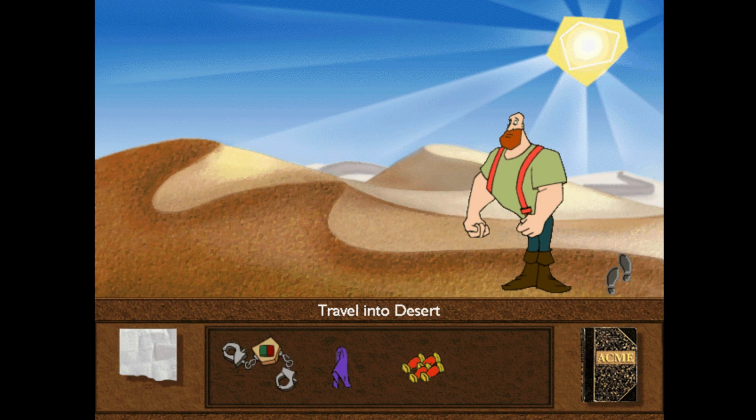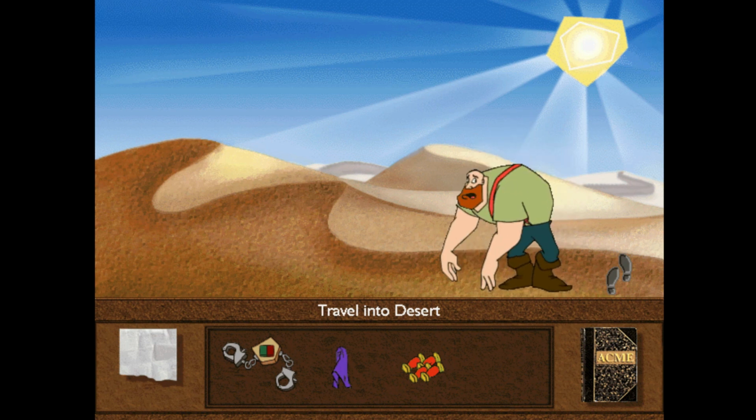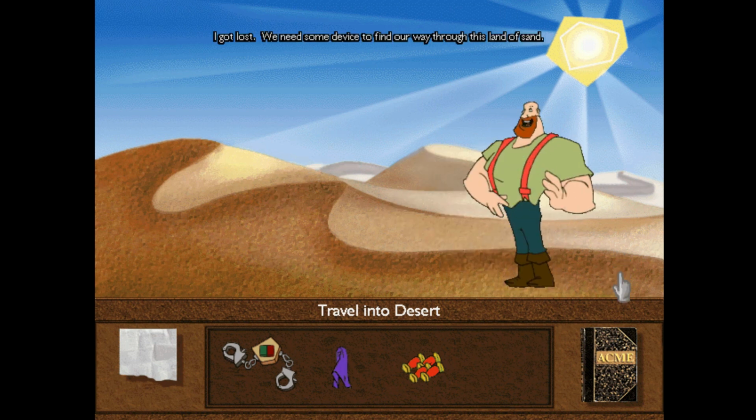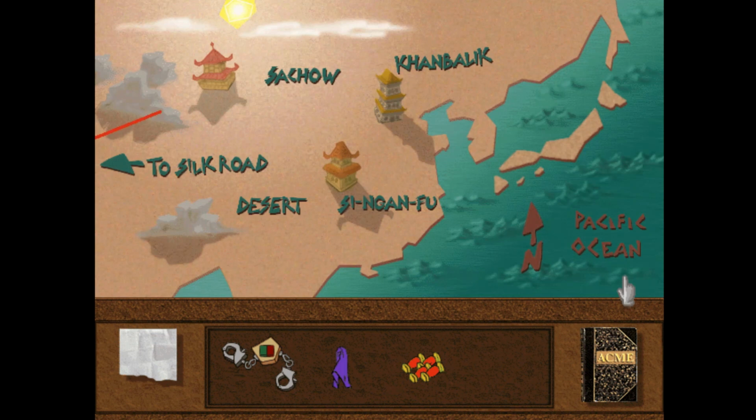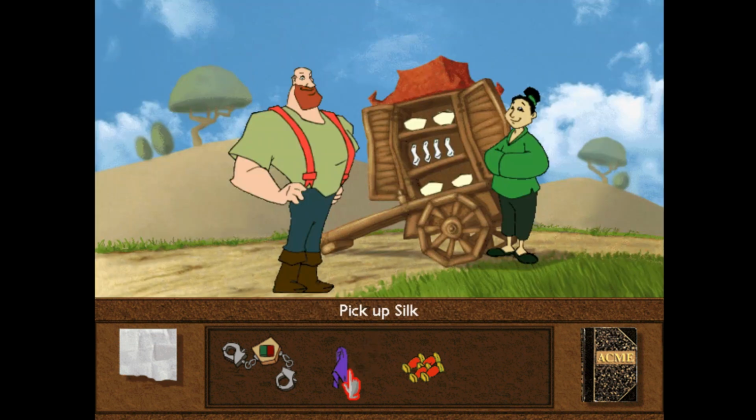Okay, so to find Marco Polo and his crew, we can't just run into the desert. We need some device to find our way through this land of sand. We have to get a compass of some sort. And you know what? How we can do that?